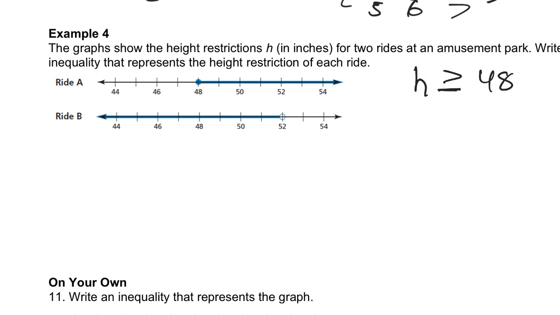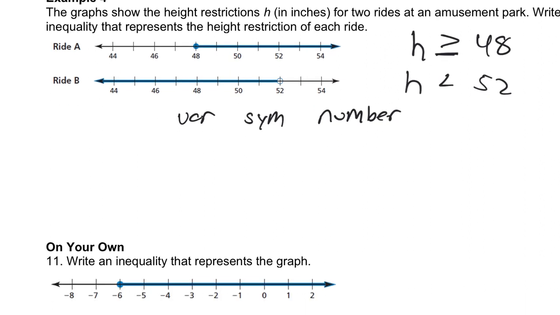Notice I'm starting with my variable first. We want to think of our variable, our symbol, and then our number. It's probably the easiest way. I have a lot of students who want to do the number first, but let's get used to doing the variable first. This next one, my variable is going to be h. My number is 52. I'm shading to the left, which is a less than symbol, but notice it's an open circle, so there's no equal to.